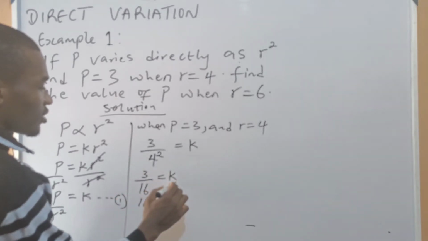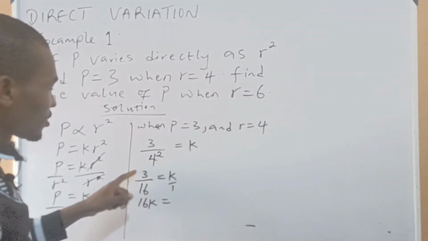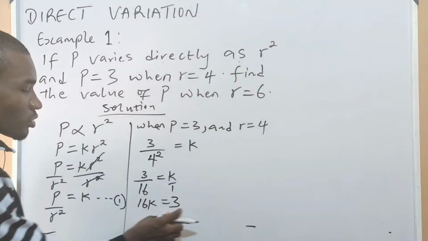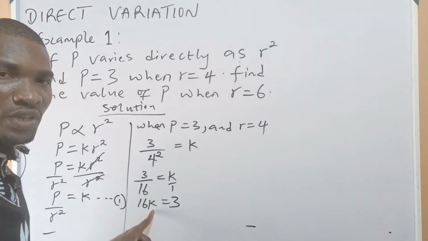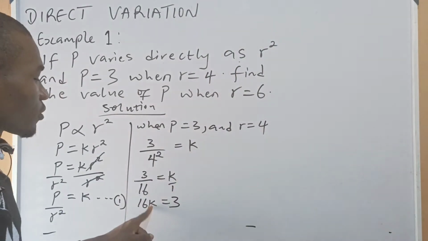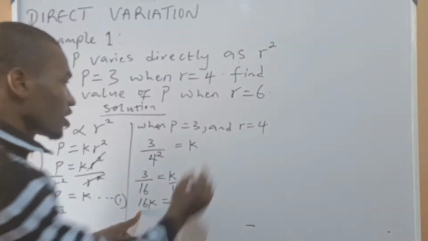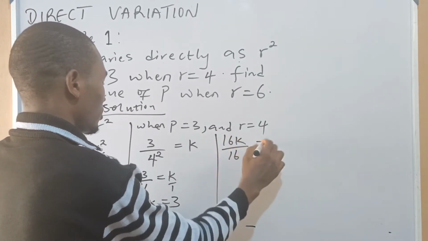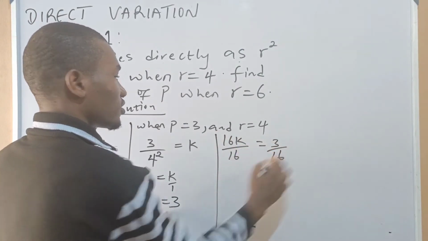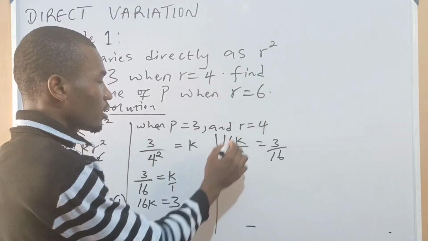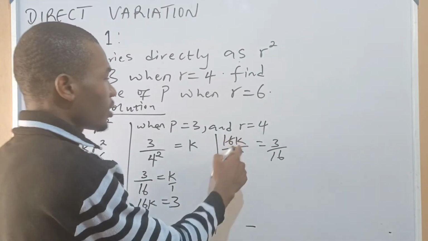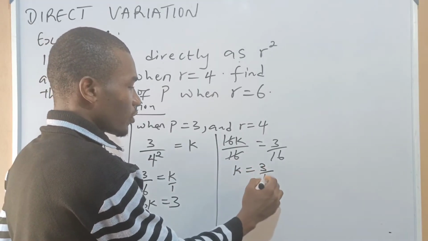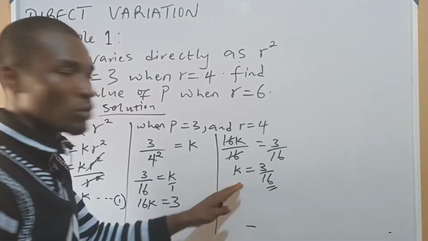Of course, 3 is seen as 3 over 1, such that 3 multiplied by 1 is the same as 3. Then when we divide both sides of the equation by the coefficient of K, and of course the coefficient of K is 16, we have 16K all over 16 is equal to 3 all over 16. Then we cancel out the 16, which is the coefficient of K, and we are left with K, and K is equal to 3 all over 16. This is the value of K.